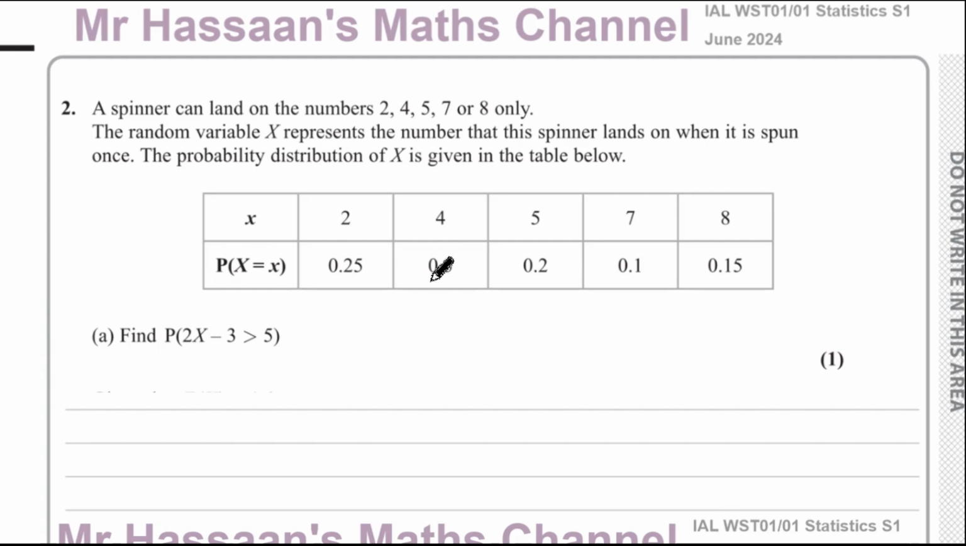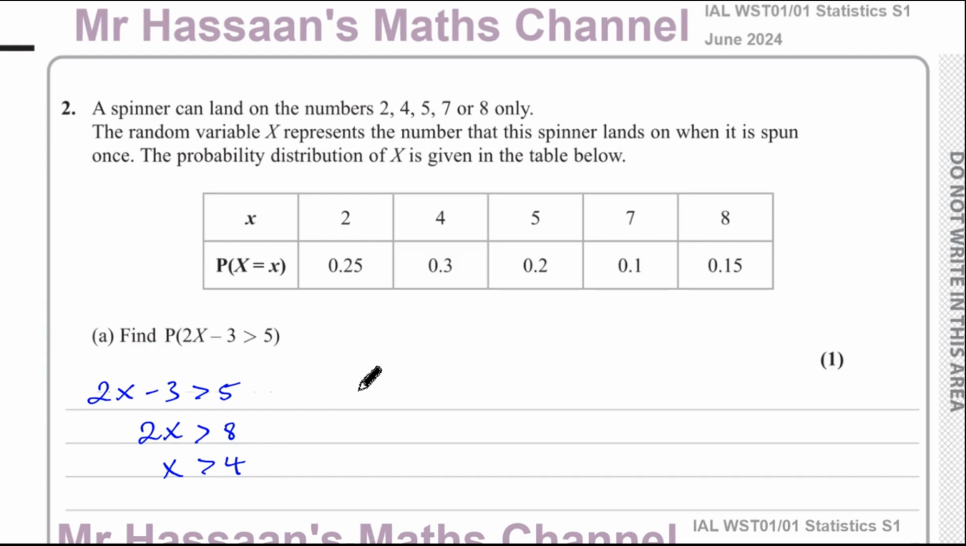So the first part of the question says, find the probability that 2x minus 3 is greater than 5. Now this is designed to confuse you a little bit. You simply have to solve the inequality for x and then answer the question as normal. So let's first do that. We have 2x minus 3 is greater than 5. We can add 3 to both sides. 2x is greater than 8. And we can divide both sides by 2. x is greater than 4.